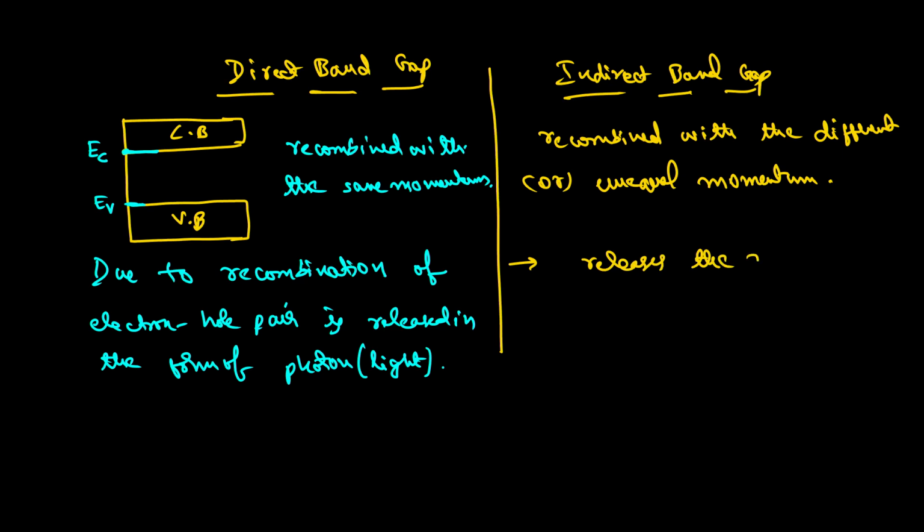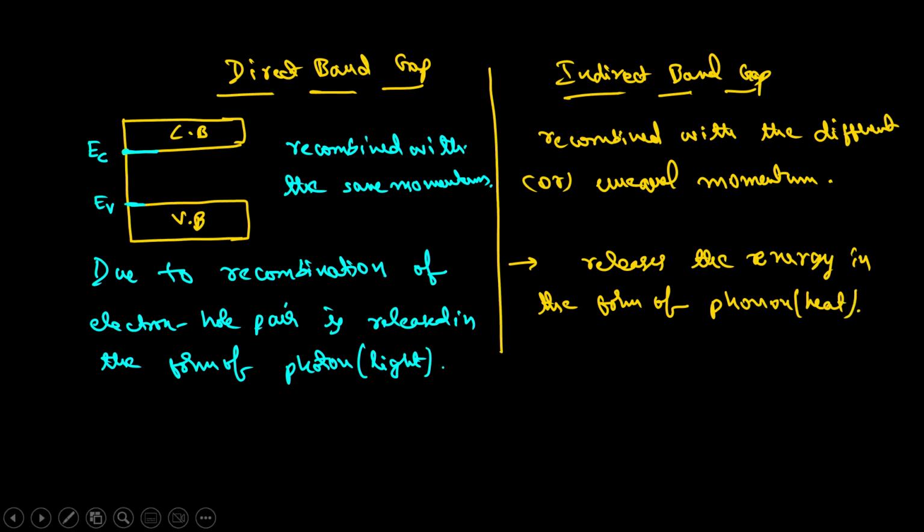Due to the recombination process, the electron-hole pair releases the energy in the form of phonons. Phonon means here in the form of heat. So it produces very little light and more heat.